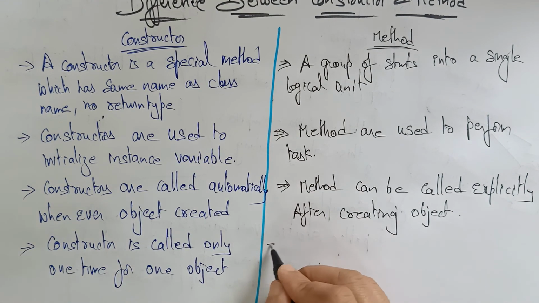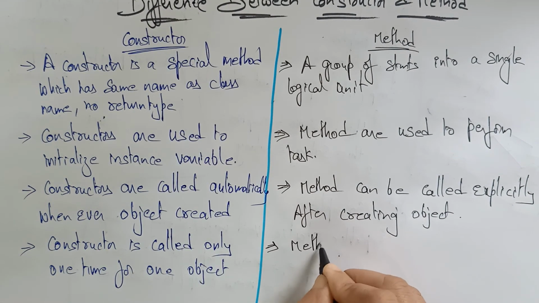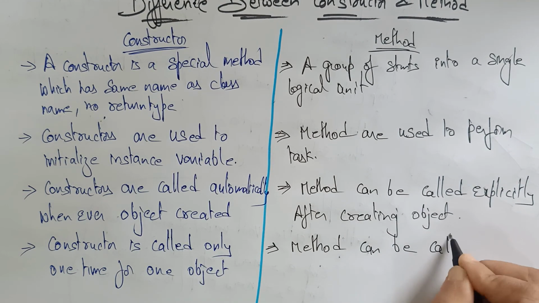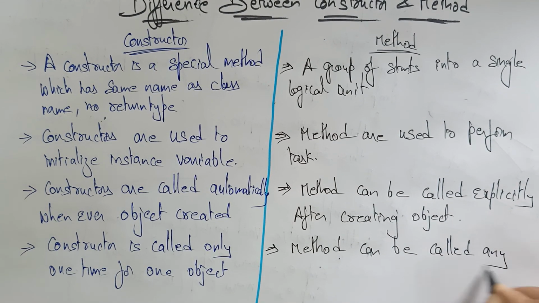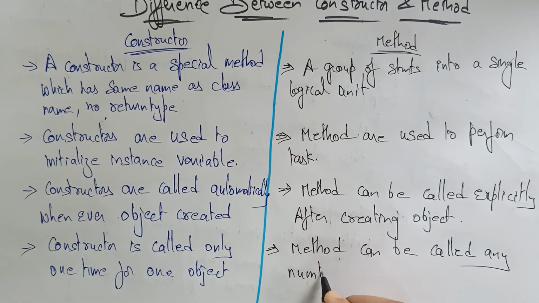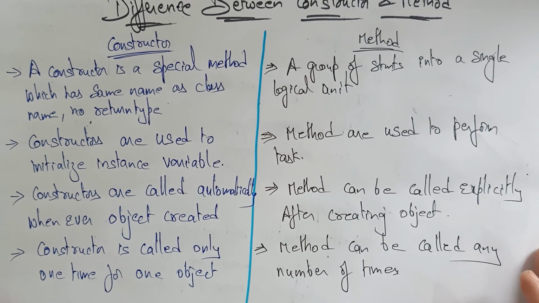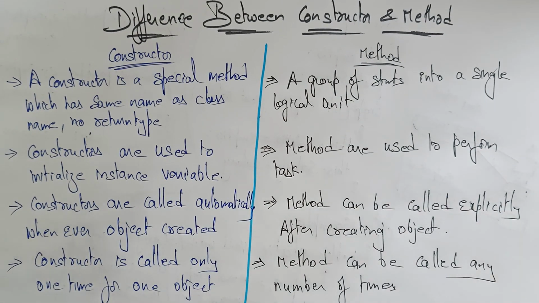But coming to a method, it can be called any number of times. So this is the main difference between the constructor and method, students.